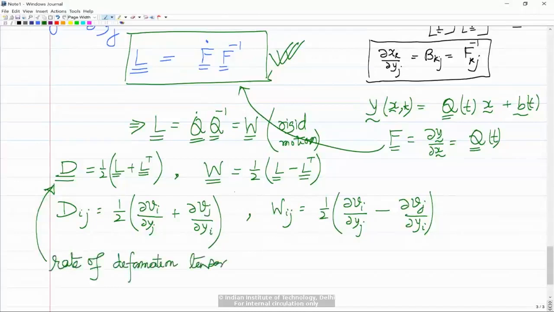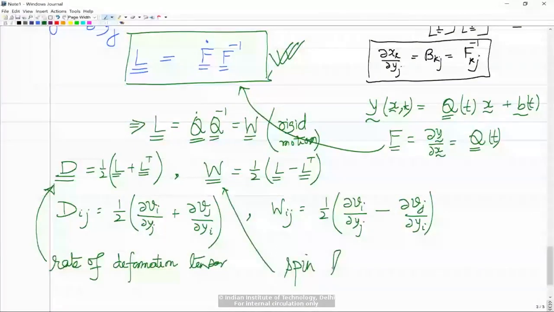Okay, whereas this W, this is called the spin tensor. And this is related to vorticity that you guys are familiar with in fluid mechanics.